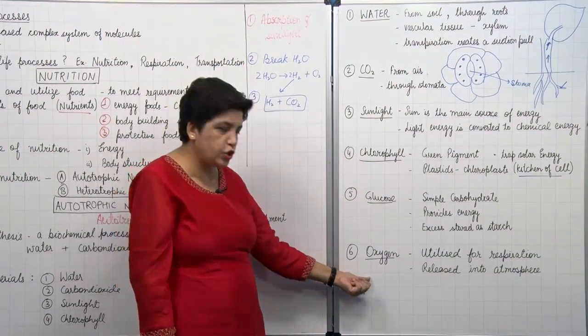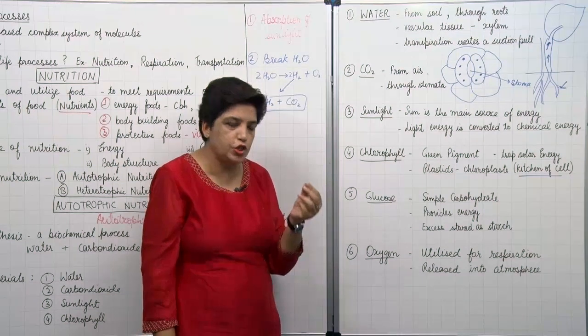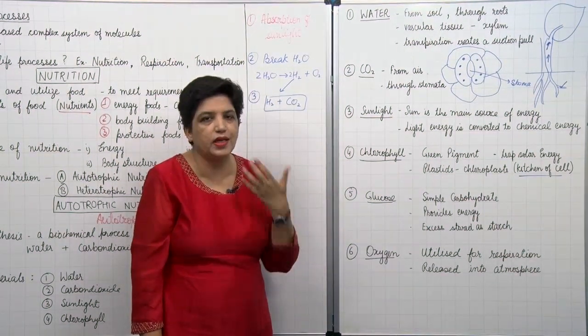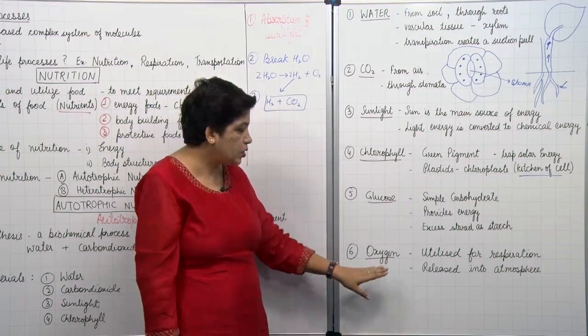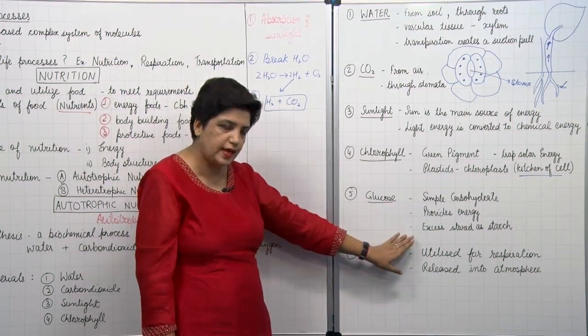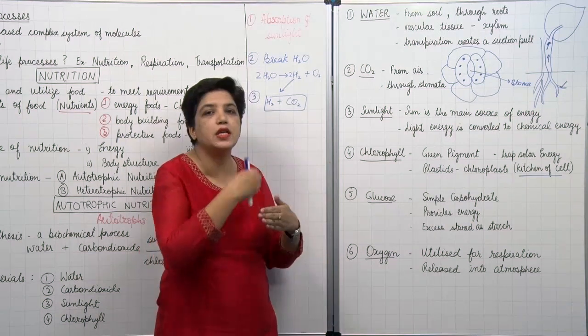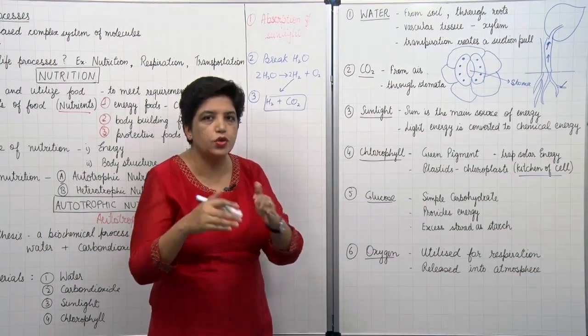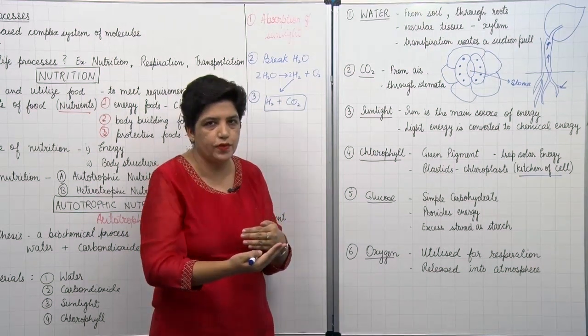And what about oxygen? Some part of oxygen is utilized for respiration. All living things respire, they need oxygen for respiration. So some part of oxygen is utilized there, while the rest is released into the atmosphere. It's like a waste product for plants, so they release it into the atmosphere.